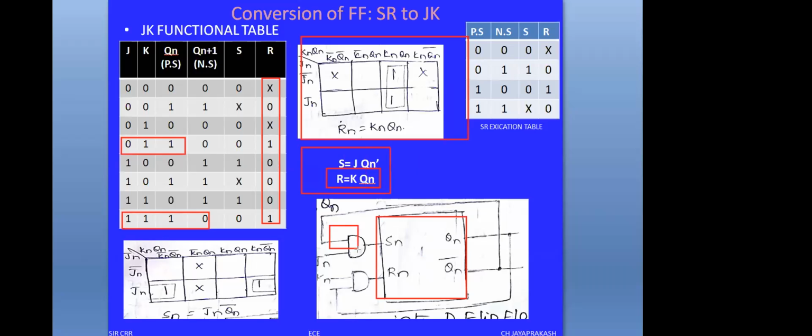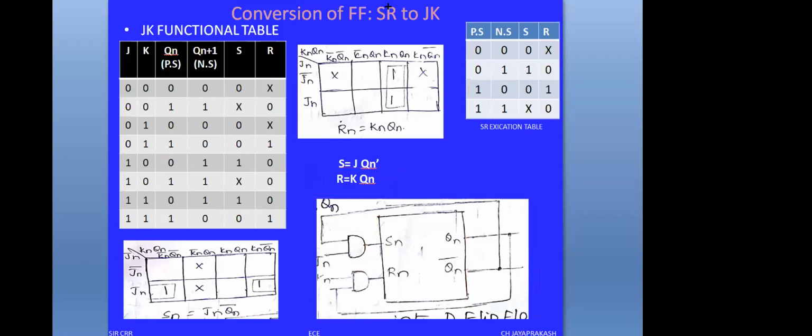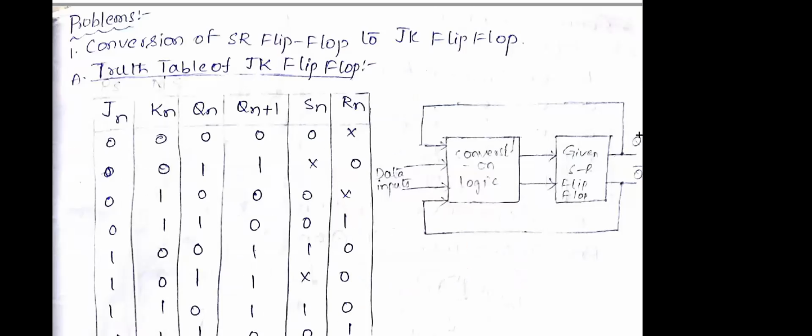That is, S is generated with an AND gate with two inputs, J and Q bar, and R is also generated with two inputs, that is, K into Qn. This is the conversion logic, and this circuit will convert the SR flip-flop into a JK flip-flop. Similarly, you can check the remaining things now. We have completed this topic, how to convert an SR flip-flop into a JK flip-flop. We'll see the remaining also.